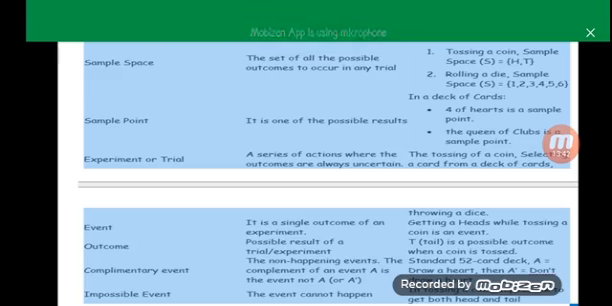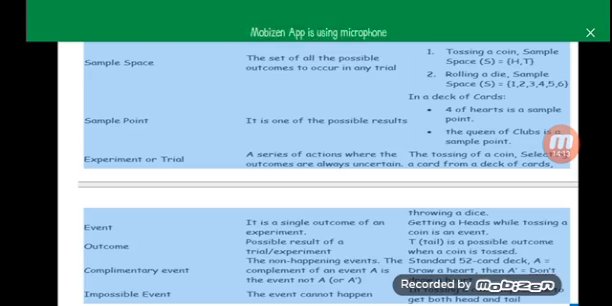So examples are tossing of a coin, selecting a card from a deck of cards, and throwing of dice. Now you also have an event. An event is a single outcome of an experiment. Getting a head while tossing a coin is an event. When you toss that coin, you are expecting something. So what eventually happens at the end is your event. Now outcome is a possible result of a trial or experiment.